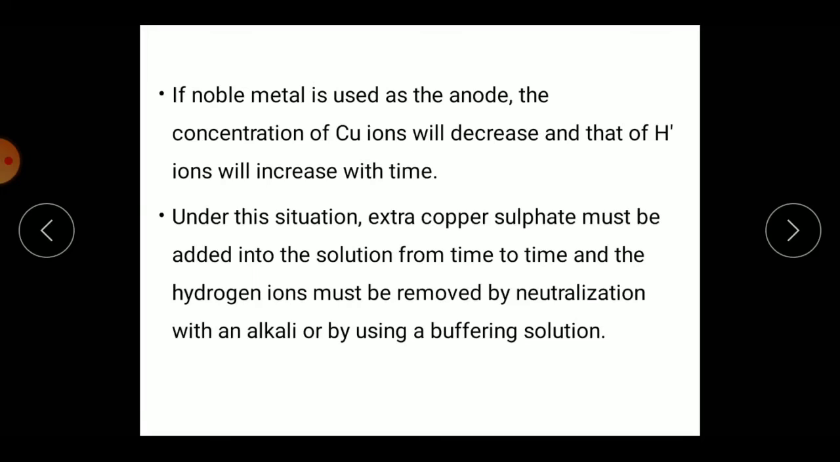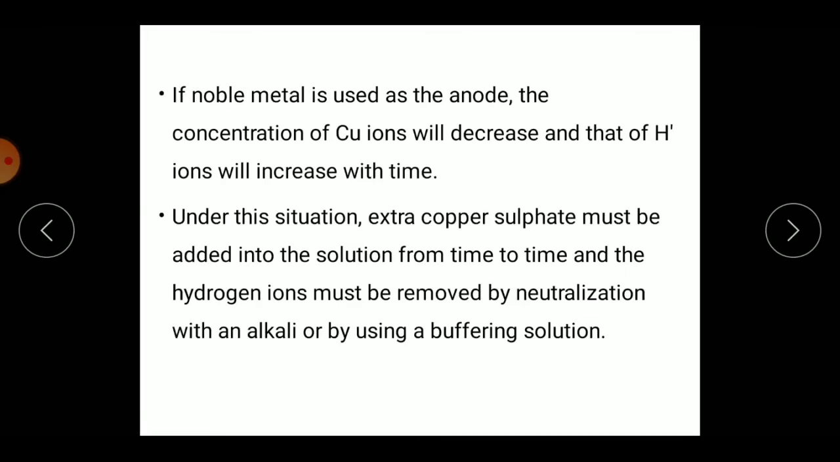Next, if a noble metal is used as an anode, that is, a noble metal can be platinum, in such cases, what will happen? The concentration of the copper ion will decrease and that of H plus ions will increase with time. Why? That is because you know that platinum is highly stable. If platinum is used as an anode, from where will copper 2 plus get into the solution to maintain the electrolytic solution? Since there is no copper anode, your copper 2 plus concentration in the electrolytic solution will go on decreasing.